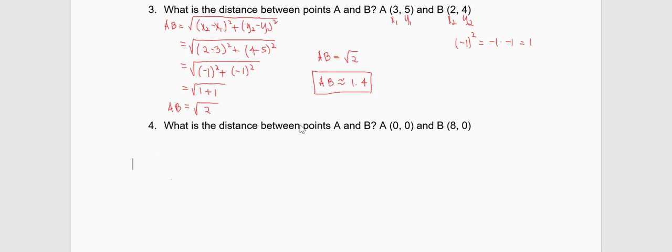In number 4, the coordinates of the points are given as 0, 0, and 8, 0. Since the y coordinates are the same, then we can say that A and B are in the same horizontal line. So starting from point A, which is the origin, our point B should be 8 units from point A.